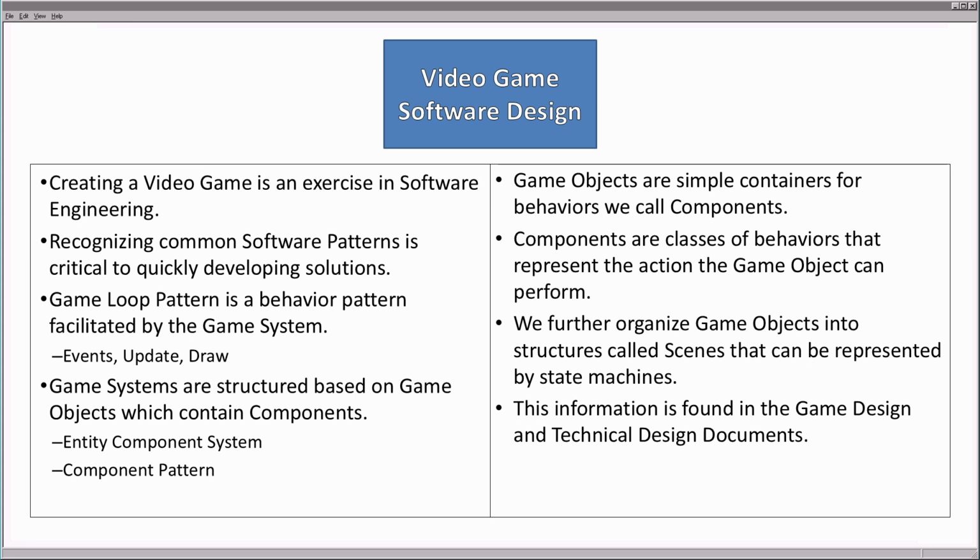This is based on entity component systems, and for games, the component pattern. Game objects are simple containers for behaviors we call components. Components are classes of behaviors that represent the actions that the game object can perform. We further organize game objects into structures called scenes that can be represented by state machines. All of this information is found in the game design and technical design documents.